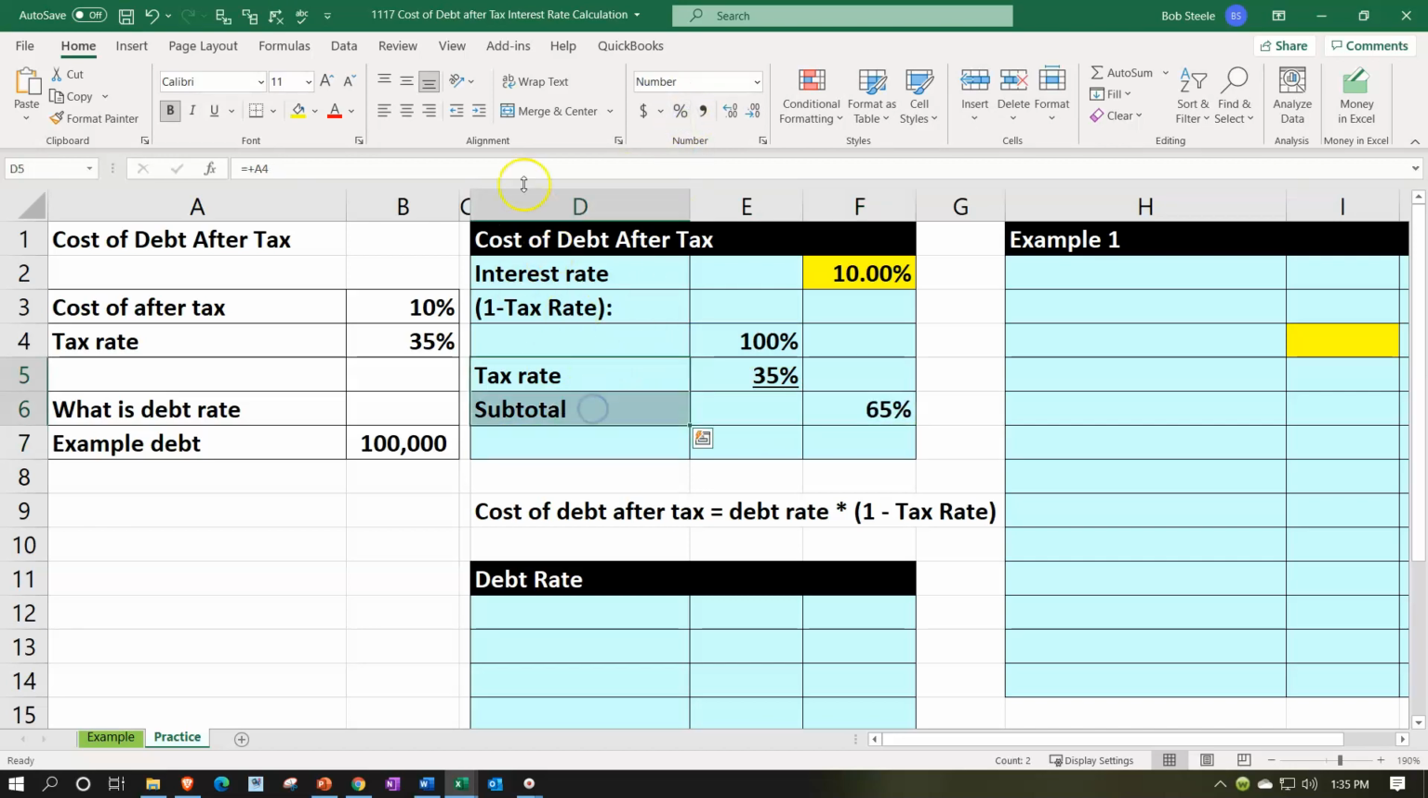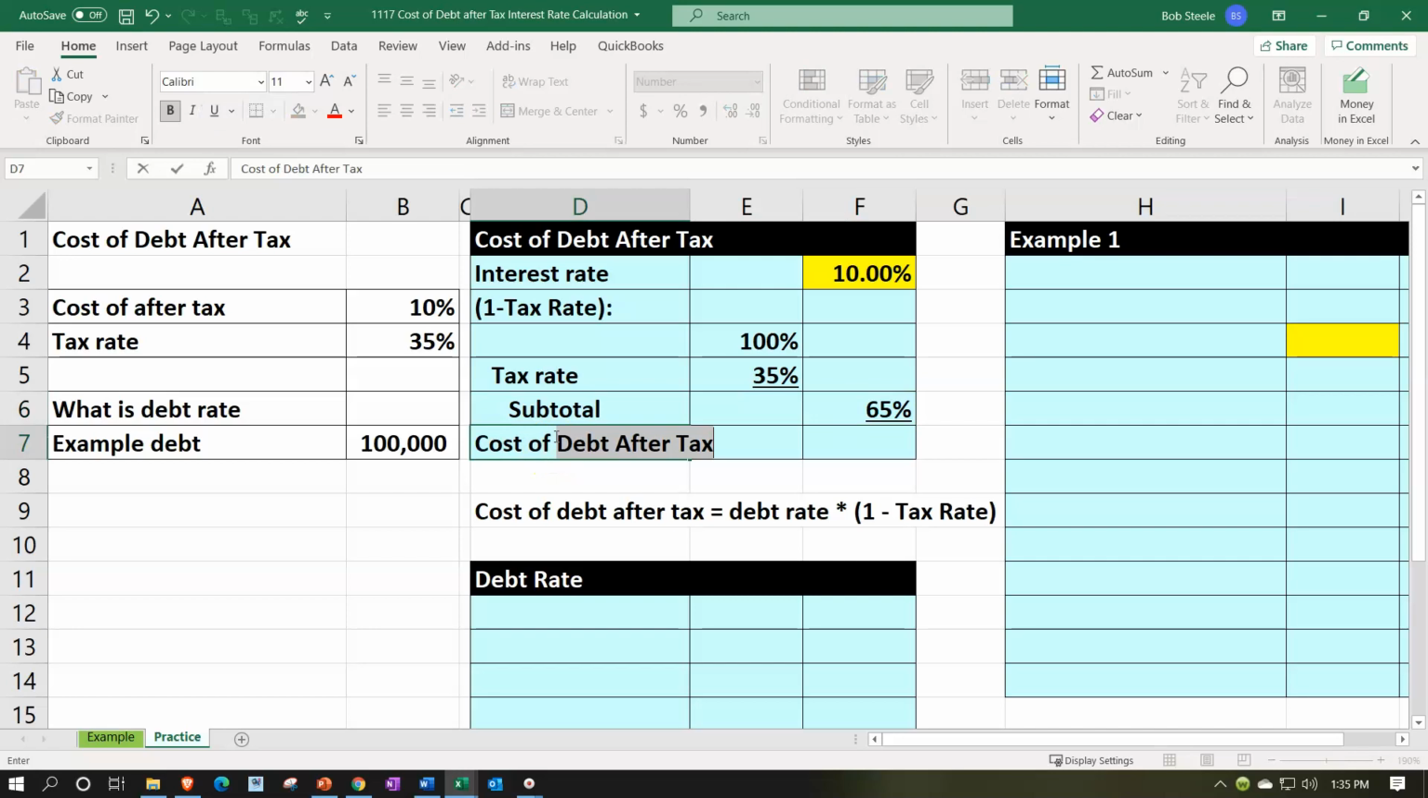I'm going to indent these two: alignment, indent, subtotal, indent again here. And then I'm going to underline the 65, and this is going to give us our cost of debt after tax. So we know what this answer is. This should be the 10%. So if we know what that is, I'm going to make this a percent in the numbers group.